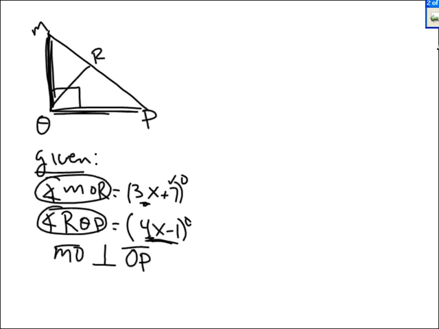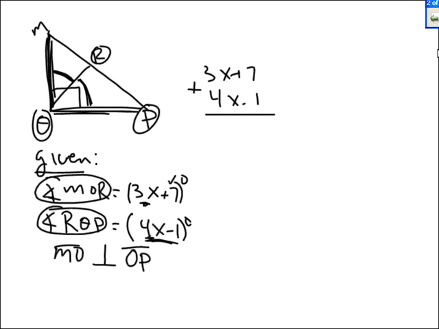Okay. Now, since it's a right angle, the sum of those two parts will be 90 degrees. And this angle is MOR, which is 3x plus 7. And this angle is ROP, which is 4x minus 1. And on one hand, when I add them up, I get 3x plus 4x is 7x, and 7 plus negative 1 is 6. And on the other hand, it's 90. Those two angles add up to 90 degrees.